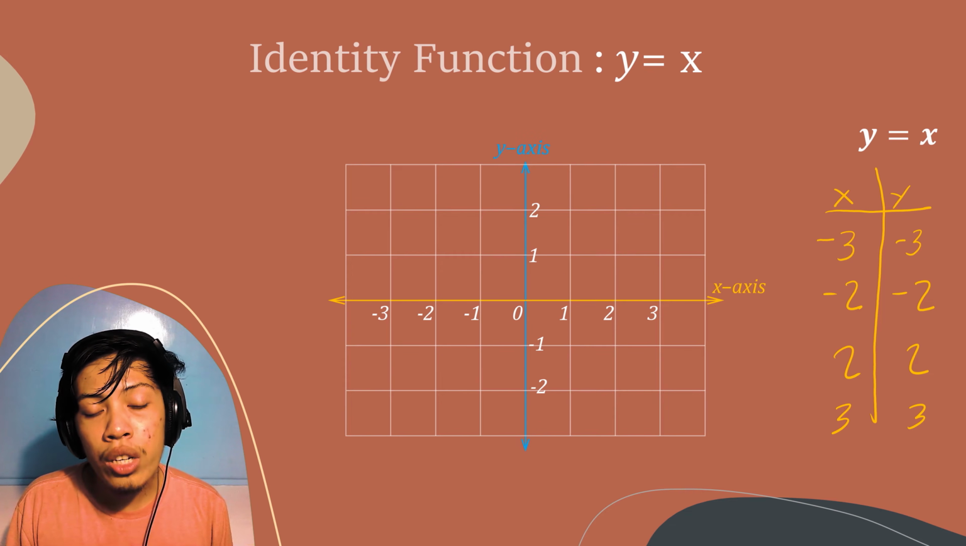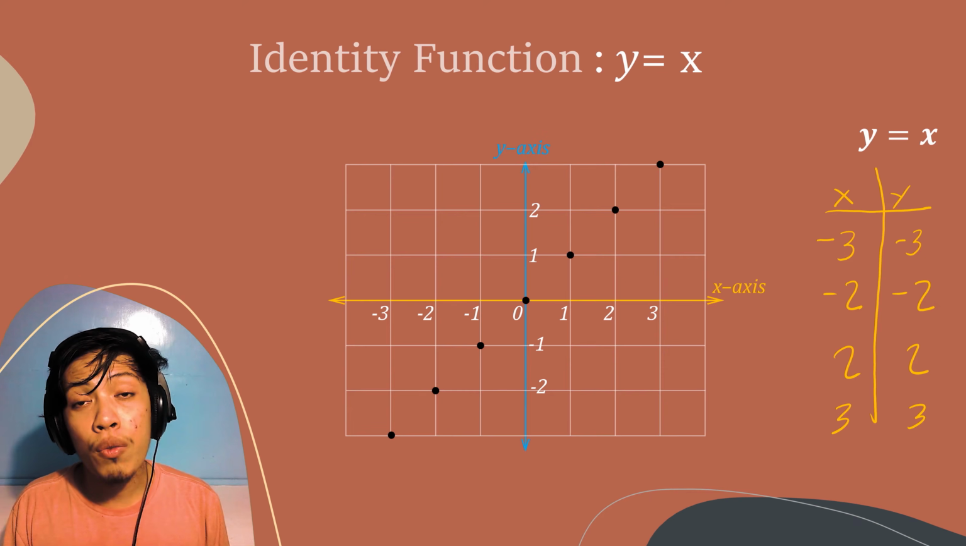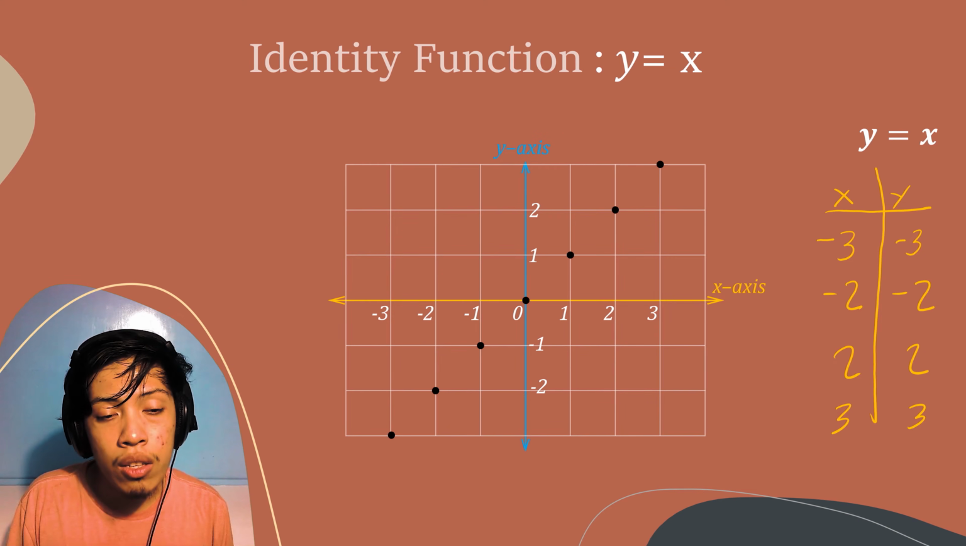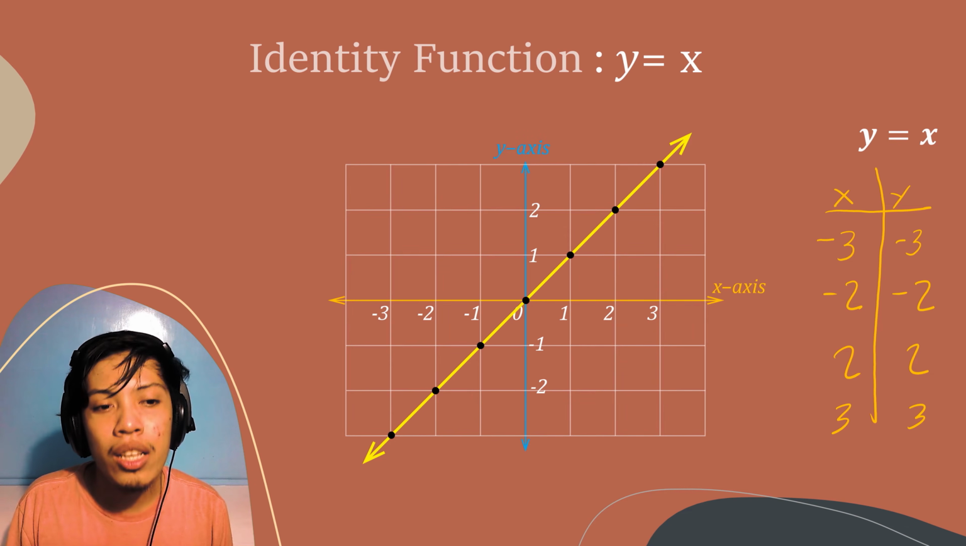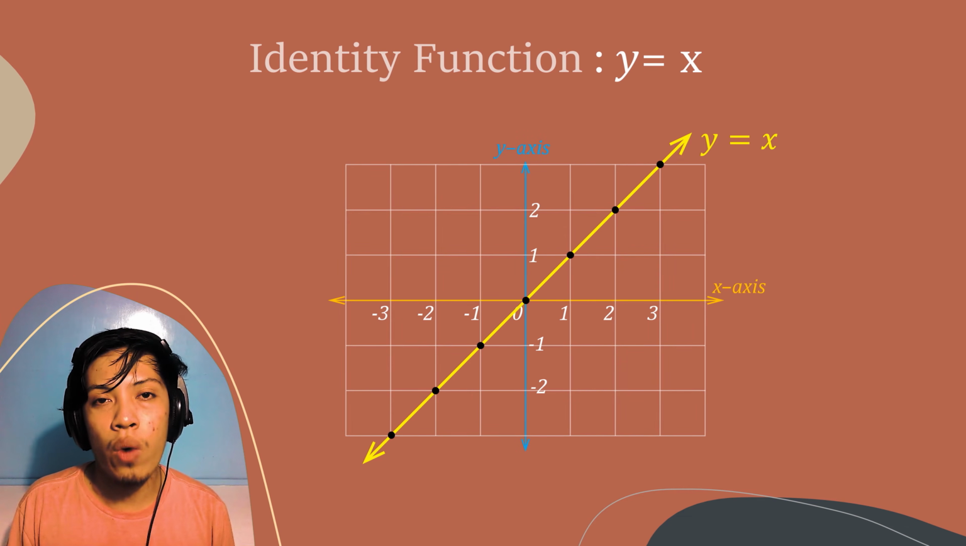Okay, and if you want to draw the graph, you just need to plot these points. So we have these points. And if you connect these black dots, this is the behavior of the graph. So this is your y is equal to x.